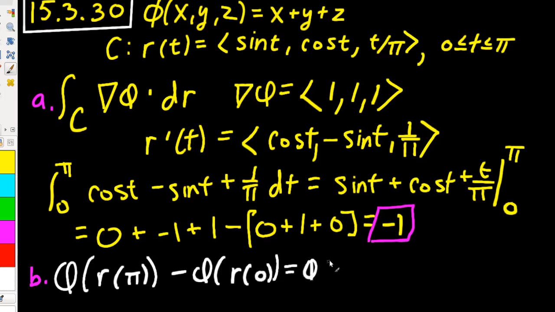And this is phi of, well, when we plug in pi, we get sine of pi, that's 0. Cosine of pi is negative 1. And pi over pi is 1. And then we're going to subtract phi at r of 0. So then r of 0 is 0, positive 1, 0.